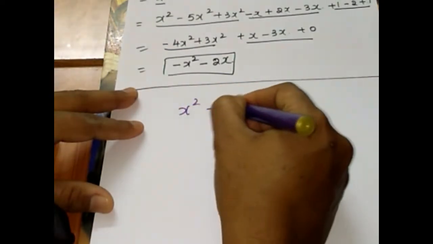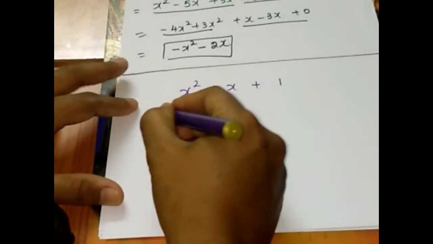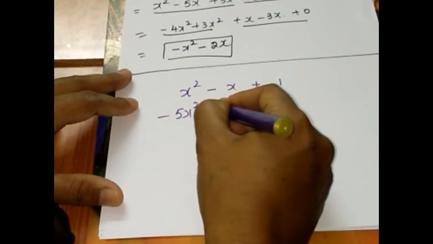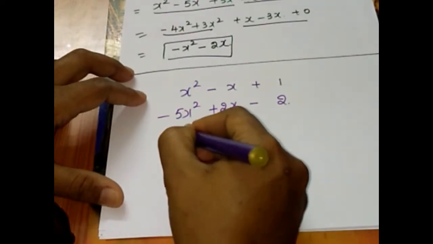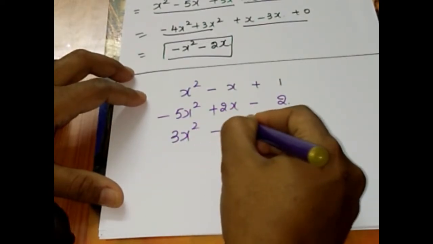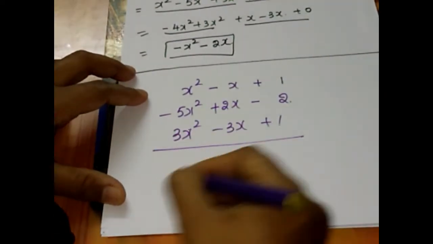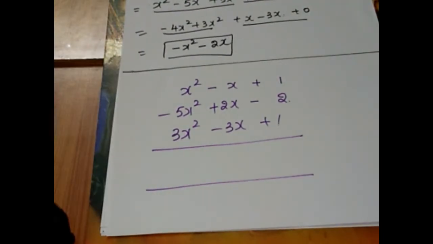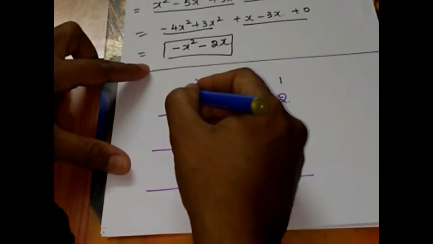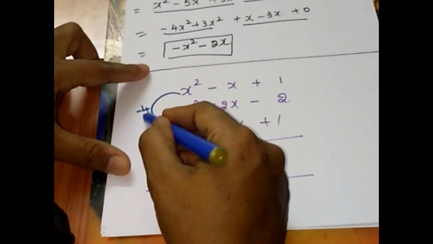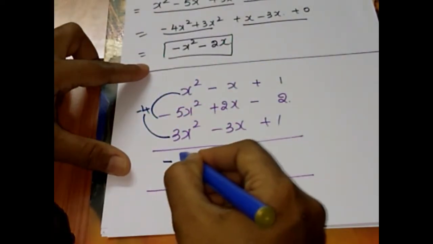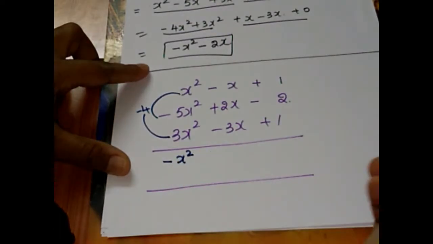x square minus x plus 1, minus 5x square plus 2x minus 2, 3x square minus 3x plus 1. So start with observing the sign. If you did not observe the sign, the solution might go wrong. Plus 1 minus 5 is minus 4. Minus 4 plus 3 is minus 1x square.